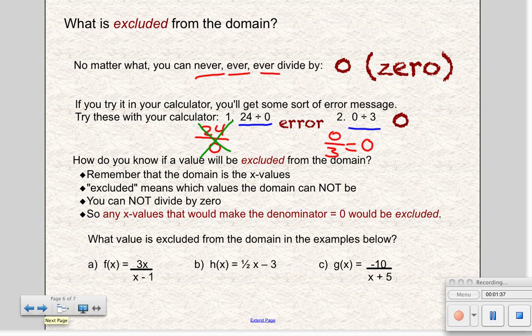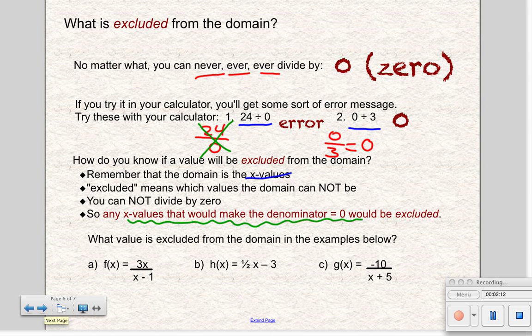So how do I know if something will be excluded from the domain? So remember that the domain is the x values. Okay, so that would be pretty important here. So I'm talking about x values. Excluded means something that can't happen. And you can't divide by zero. So any values that would be excluded from the domain would be anything that would make your denominator equal to 0. Okay? Doesn't mean 0 is the answer. It's anything that would make the denominator equal 0.